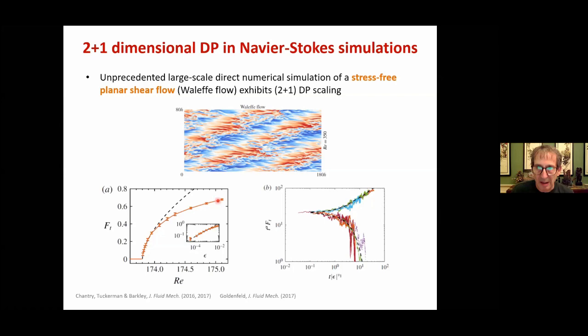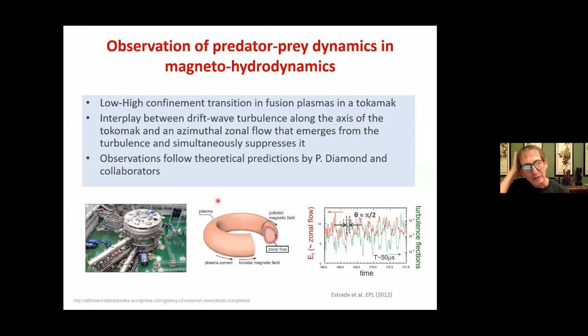And then you might ask, okay, well, if you can observe directed percolation, can you observe predator-prey dynamics? And the answer is, in a pipe flow, Pinaki Chakraborty, who I mentioned before, tried to do this, but the mode is a very weak mode. However, in plasma fusion, in tokamaks, where you have a toroidal geometry with a plasma current going around in this way, and a zonal flow just like the one we talked about going around in the azimuthal direction, you also get predator-prey dynamics, as predicted many years ago by Pat Diamond and colleagues.